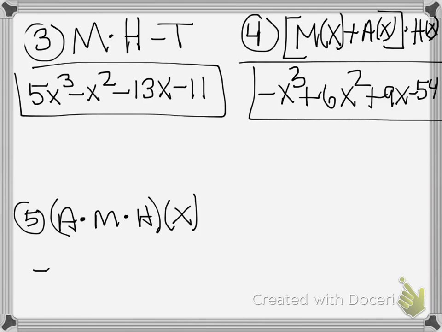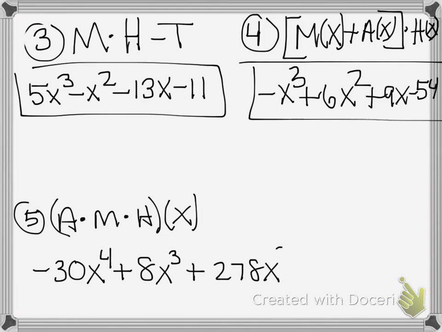And the last one here, a of x times m of x times h of x gives us negative 30x to the 4th plus 2, sorry, I should do the cubed first. Writing it in standard form while I do this, plus 8x cubed plus 278x squared minus 72x minus 72.